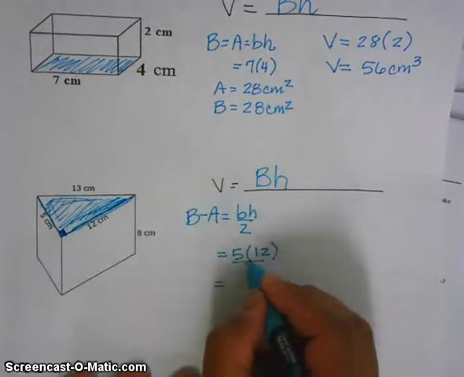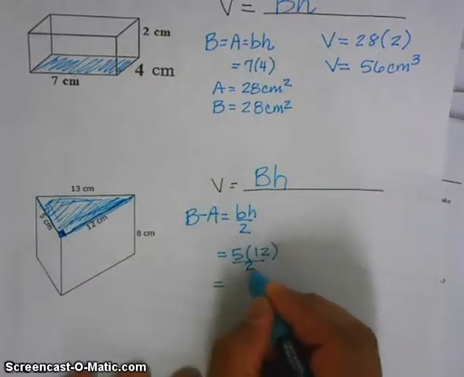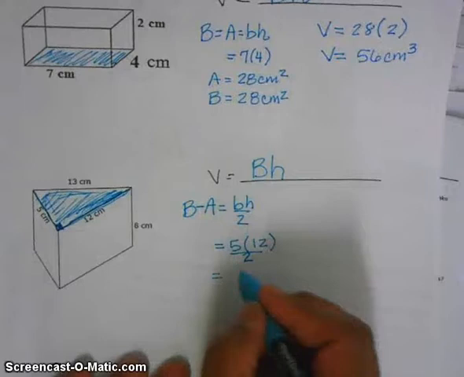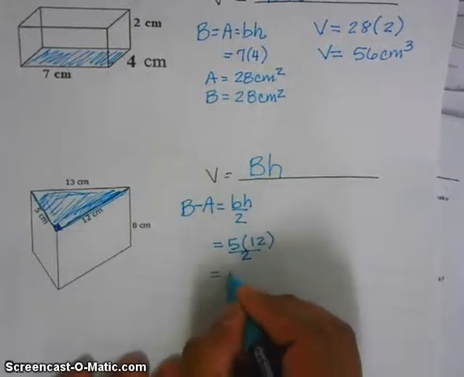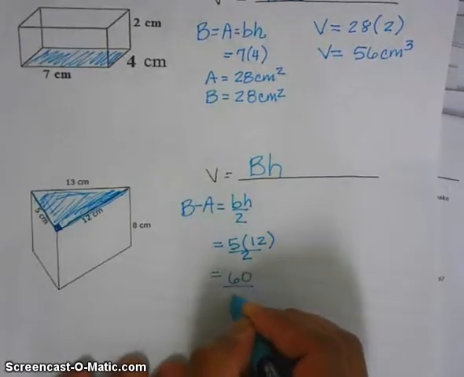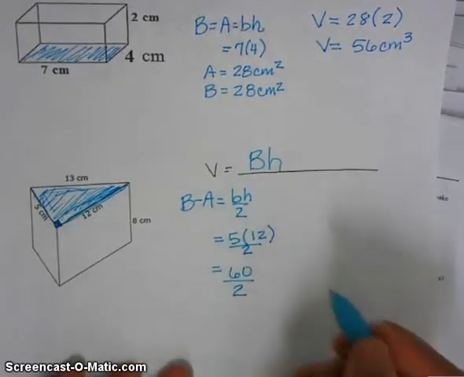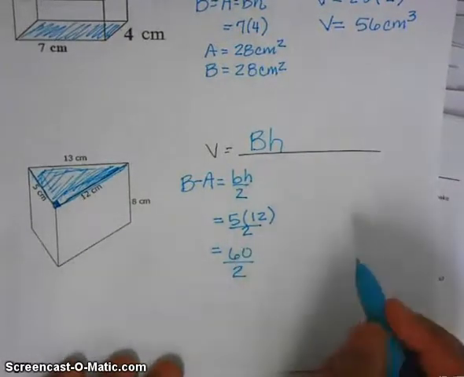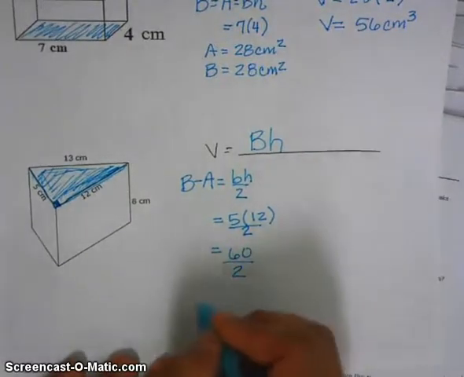Okay, did you find, I forgot to put divide by 2. Make sure you bring that divide by 2 until you actually do the division. 5 times 12 is 60. So 60 divided by 2. Pause the video and make sure that you have divided your answer by 2 and come back and check.